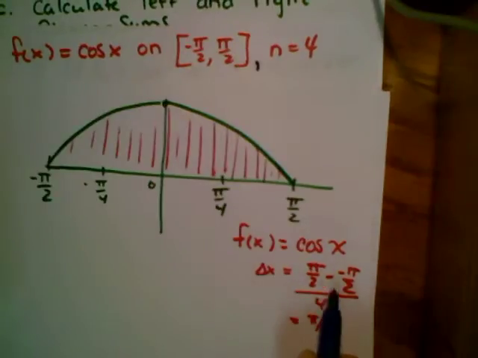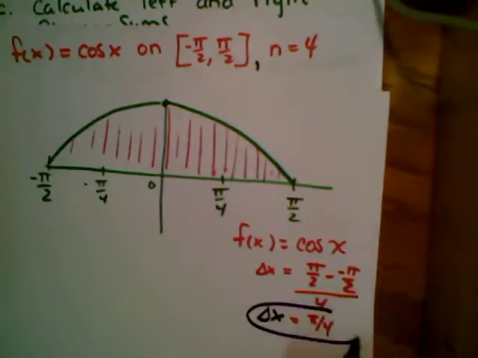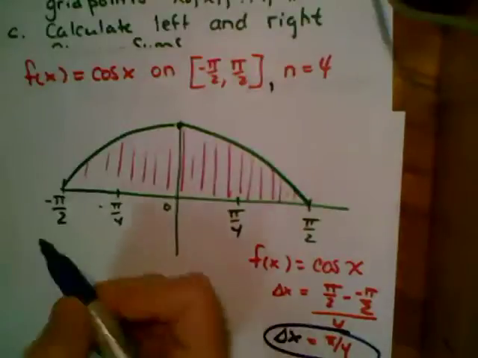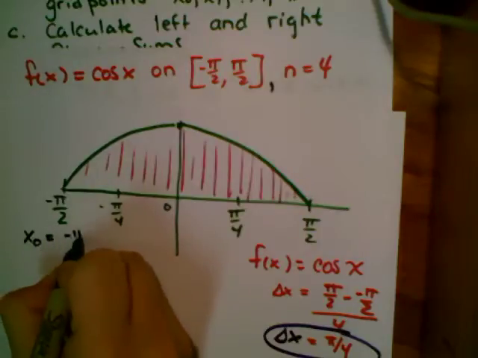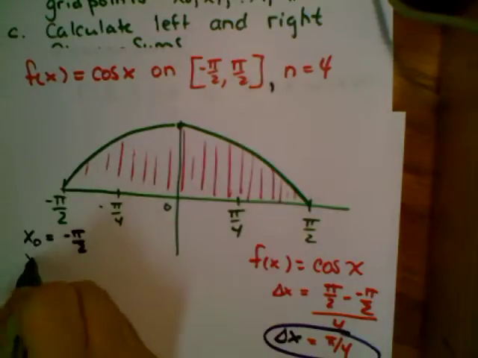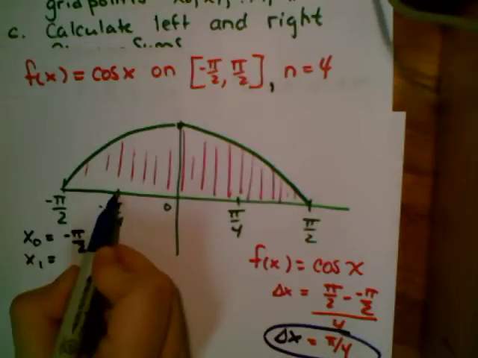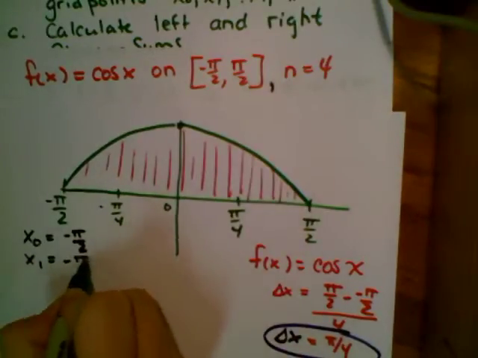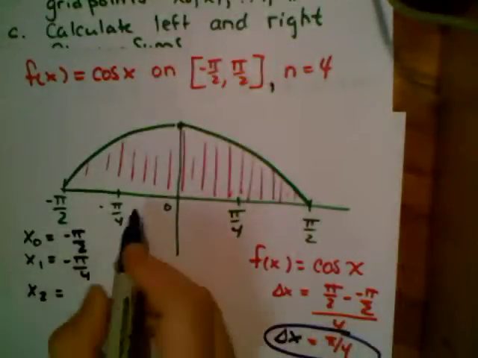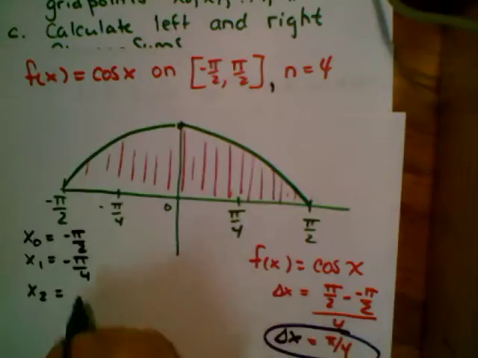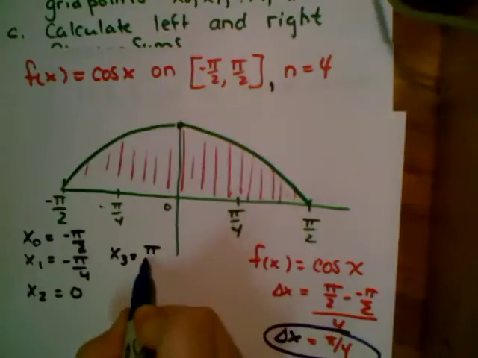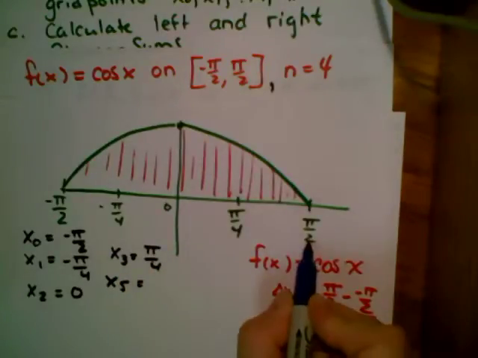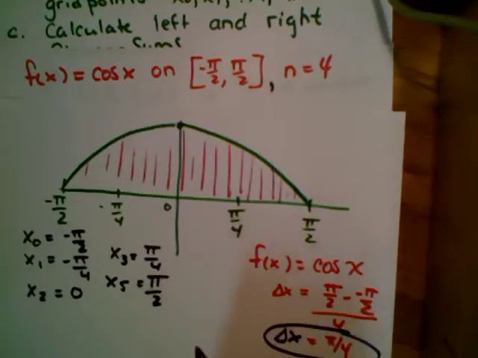When we're calculating delta x, we take the difference of those endpoints, which gives us pi. We divide that by 4, so delta x is pi over 4. If we want to talk about our grid points, the first grid point would be a itself, negative pi over 2. Then we move over a total of delta x, which moves us to negative pi over 4. For x sub 2, we move again by delta x, which moves us to 0. The third grid point we move over again to pi over 4. And then the fifth grid point, which gets us to the end, is pi over 2.